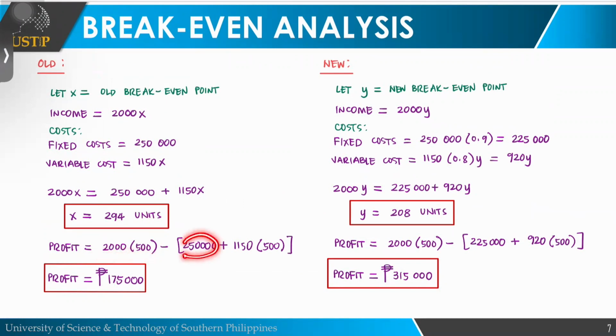So we have 250,000 plus the variable cost, 1,150 times 500. This is your expenses. So we subtract that from our income, and we get a profit of 175,000 pesos. All right. So let's go to the new.